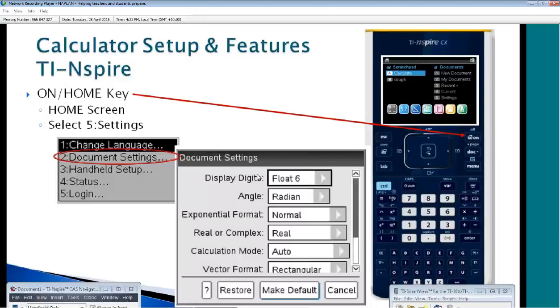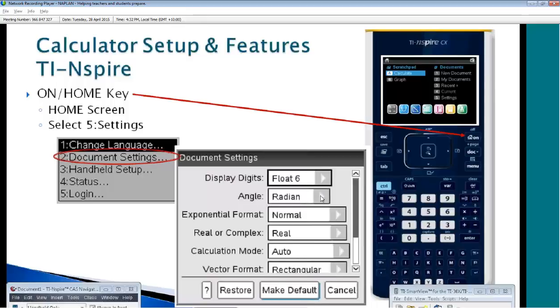Again, display digits is set at a float of 6, and they can adjust that. This is the interesting thing: with the Nspire, its default setting for angles is radians, so we need to make sure students go in and change that to degrees. Exponential format, we're working with normal. Real or complex, we're working with real numbers. Calculation mode is auto, vector format, and it does continue down.